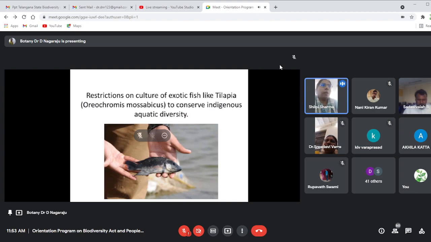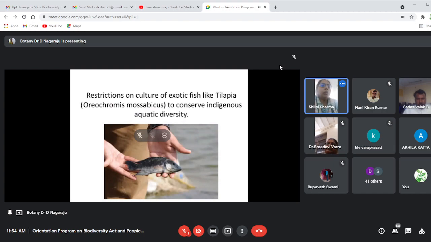Next slide. We have also restricted, as I told you in one slide, invasive species. This is tilapia, an invasive species, and the Telangana State Biodiversity Board facilitated to the Government of Telangana that we should restrict these types of fishes in Telangana, and they have come up with a GO restricting tilapia fish in Telangana lakes.